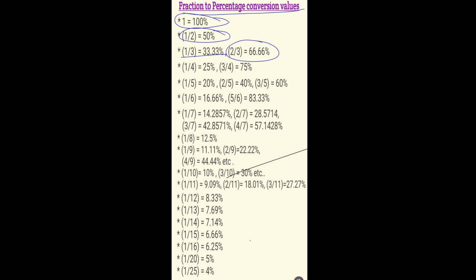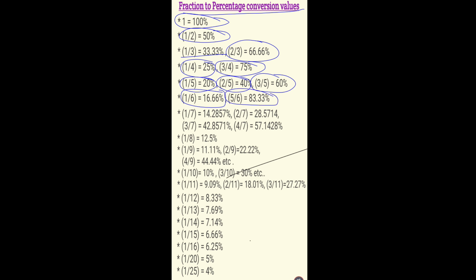I think many of you know that 1 by 4 means 25%. Like that, 3 by 4 means just multiply 25% by 3, that is 3 by 4 is 75%. 1 by 5 is 20%. Like that, 2 by 5 is multiply by 2, then 2 twos are 4, that is 40%. In the same way 3 by 5 is 60%. 1 by 6 means 16.66%. Like that, 5 by 6 means 83.33%.